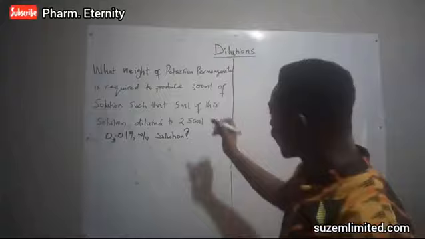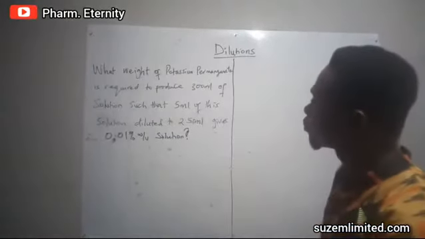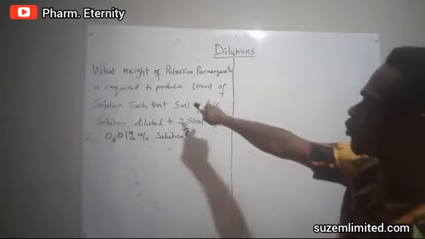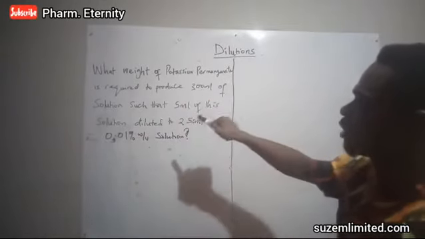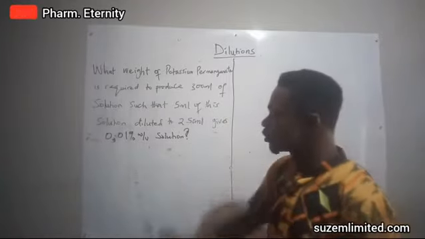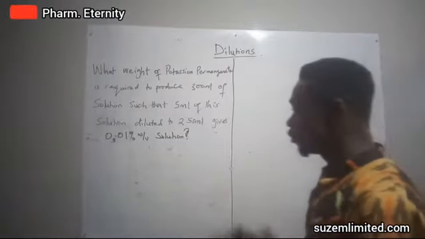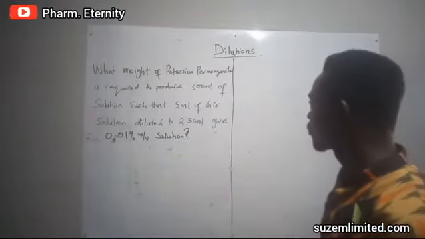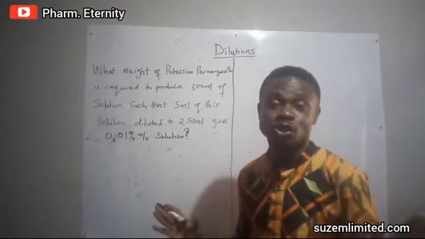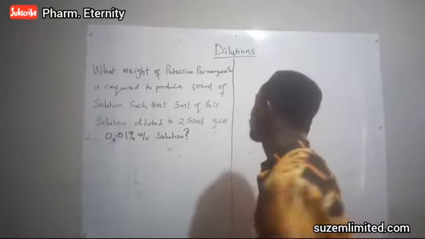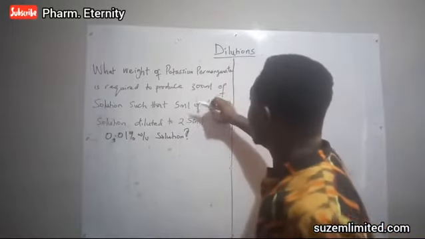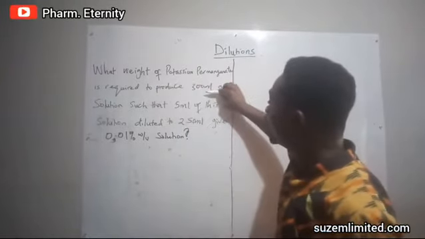Now let's look at this question. What weight of potassium permanganate is required to produce 300 ml of solution such that 5 ml of this solution diluted to 250 ml gives 0.01 weight per volume solution? Let's start from the beginning. Let's assume the weight of the potassium permanganate added, we don't know it, let's call it W. So let W be the weight of the potassium permanganate that was used to produce 300 ml solution.